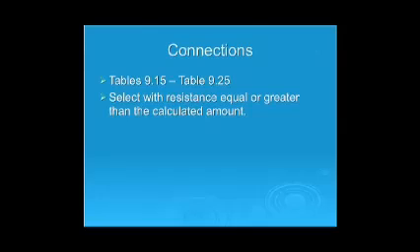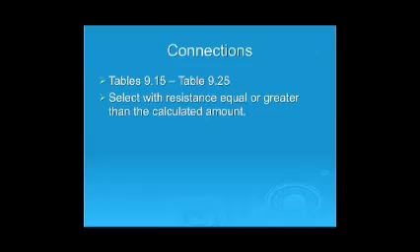So on that flow chart, we're down at the point now where we've calculated the value of uplift at that point. We've determined what the joint group is, and now we've got to go and find a connection that is equal to or greater than the calculated amount. So on our example back there before, we were 2.04 kilonewtons or something like that, I think it was. So we've got to go and find a connection that will resist that 2.04 kilonewtons. They start at table 9.15 and go through to table 9.25.